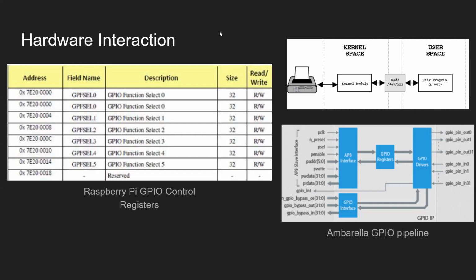And you have the APB interface. I don't know what APB stands for, but you can think of this as kind of the system call interface between user space and kernel space. So that takes your command to set a GPIO, for example, and that APB interface writes to the GPIO register, and then the software drivers are reading from those GPIO registers and doing whatever processing is needed to get the right GPIO pin activated.